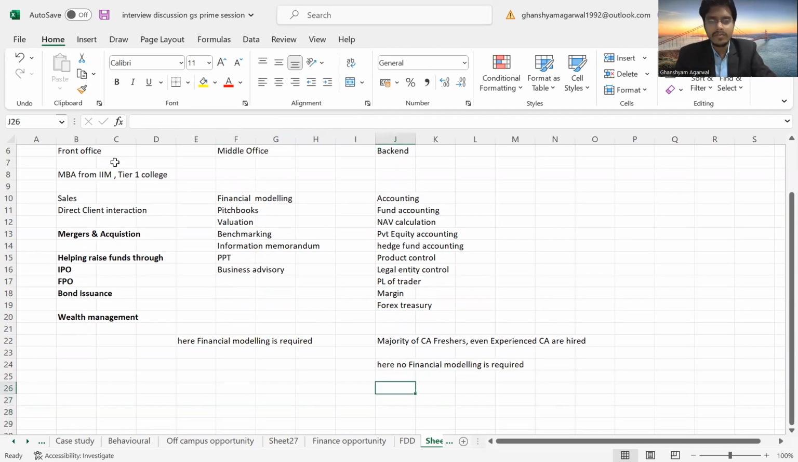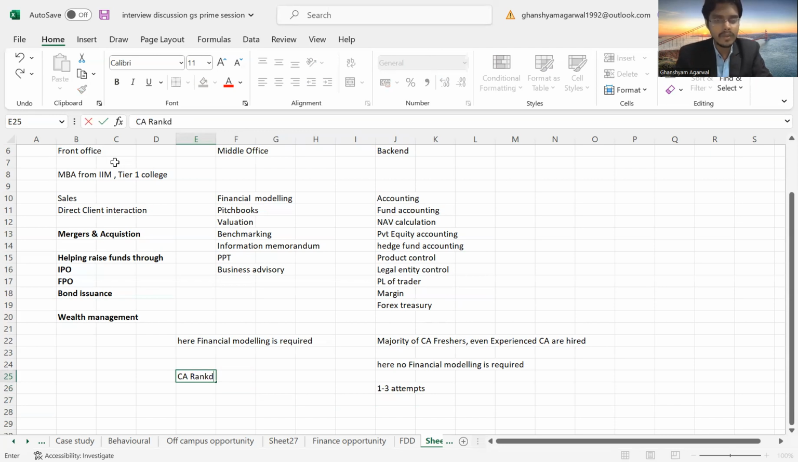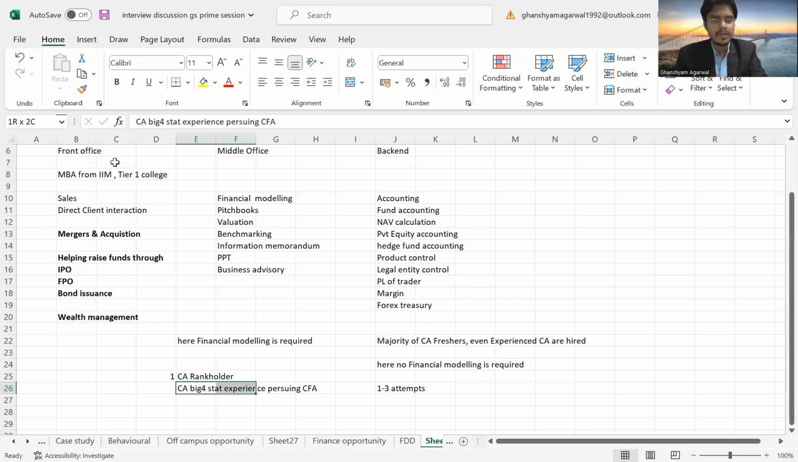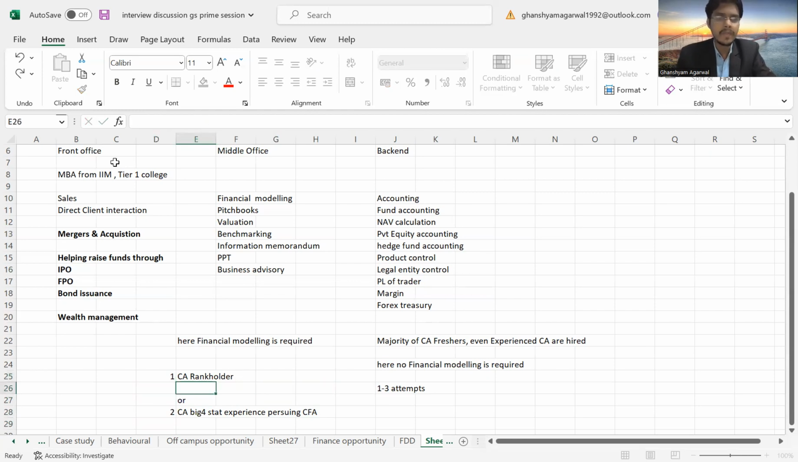What is the criteria? Okay, now here the criteria is 1 to 2 attempts, 1 to 3 attempts. For MBAs, now generally they will hire a CA rank holder, or a CA with Big Four experience, Big Four audit experience, CA stat audit experience, pursuing CFA. So if you're not a rank holder, up to 50 ranks, CA rank holder, okay, Big Four articleship or top 20 generally. This is the thumb rule generally.